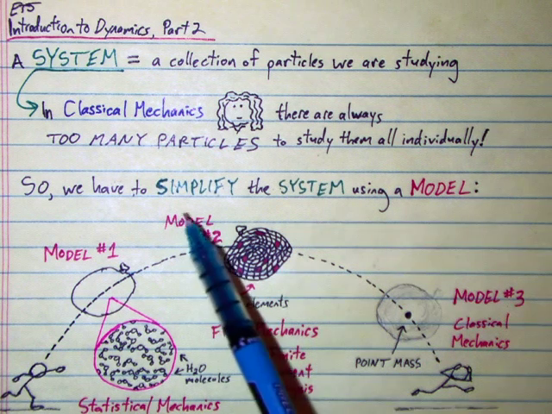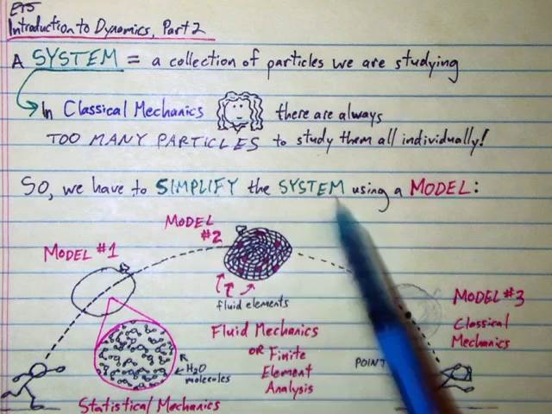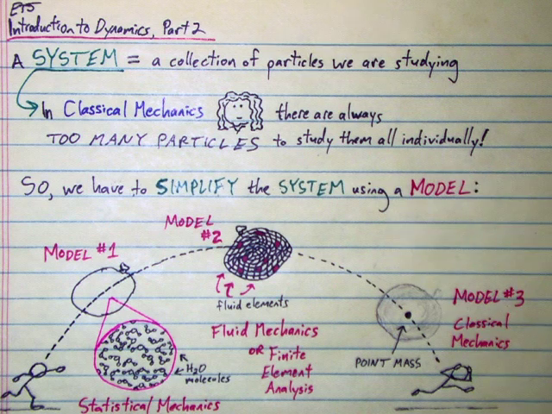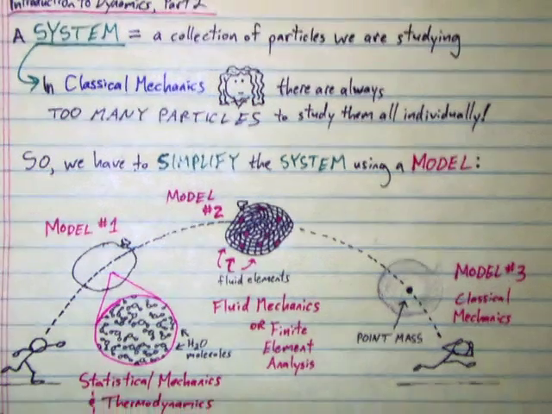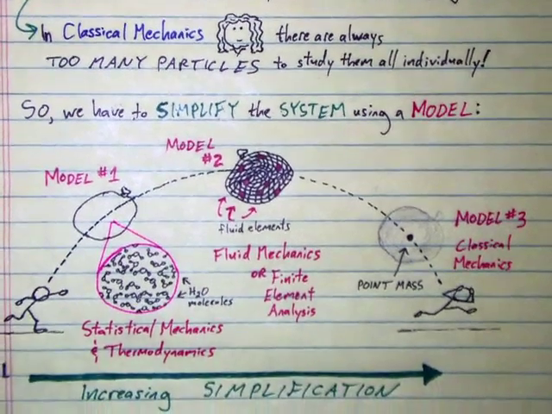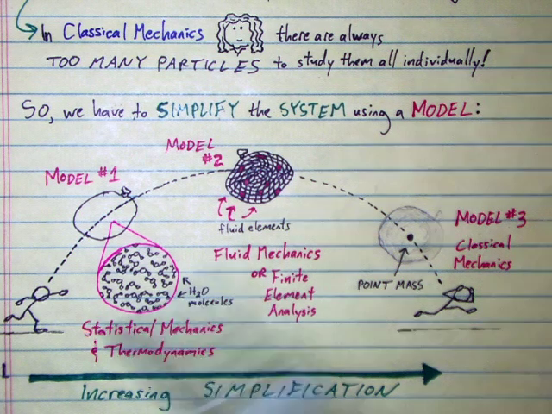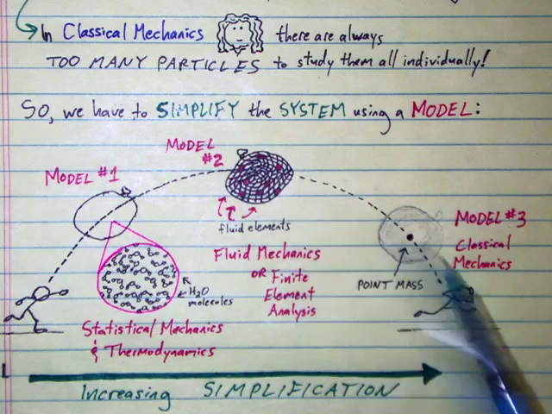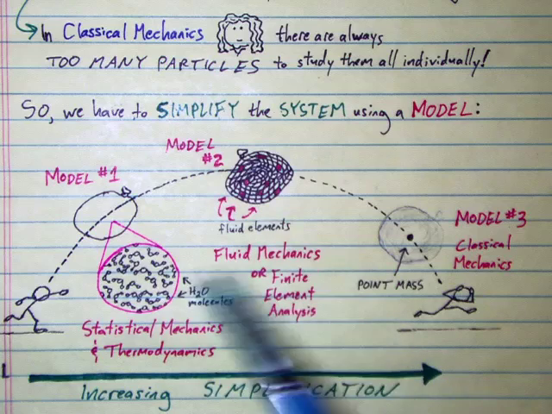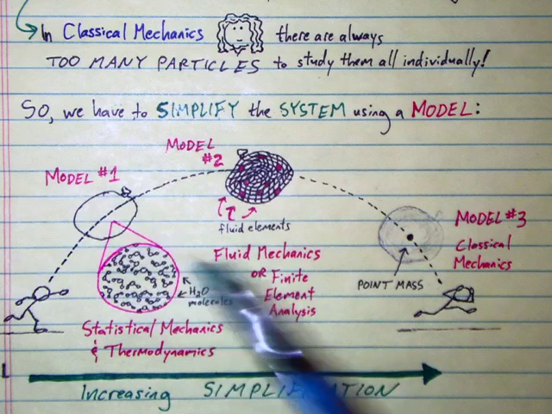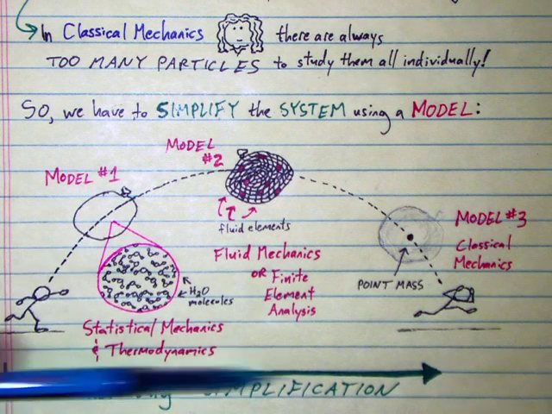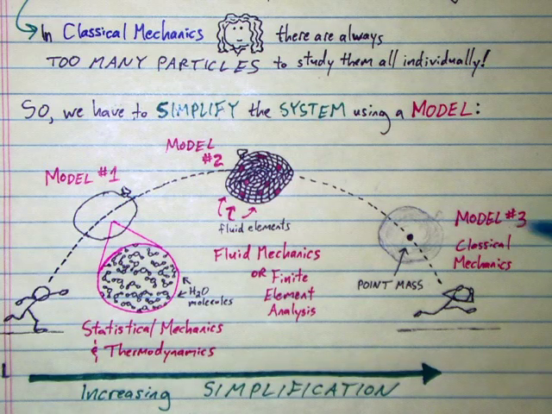So we always have to make simplifying assumptions. We've got to simplify the system using some kind of model. And there are at least 3 different models that we can use within classical mechanics. So consider this scenario of a fellow throwing a water balloon. And let's look at 3 different ways to simplify that water balloon as we study its behavior, with increasing simplification going this way. So model 3 will be our simplest model.